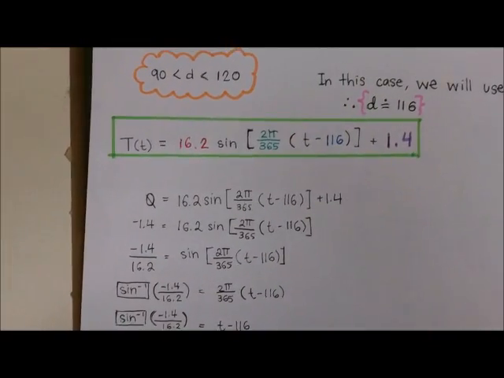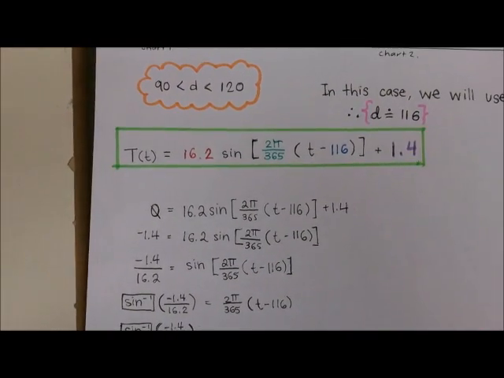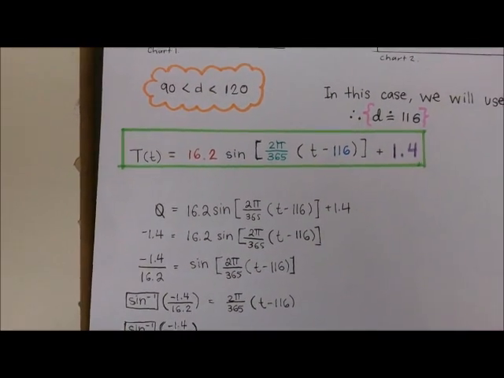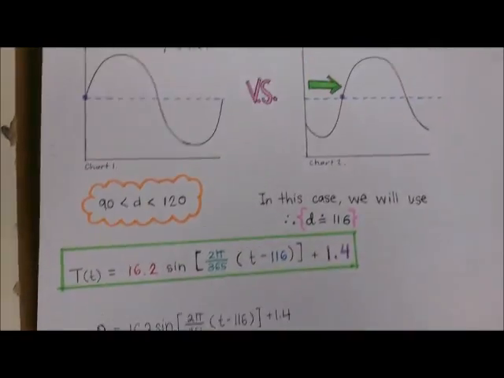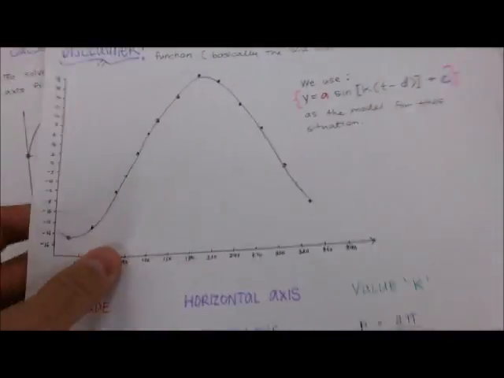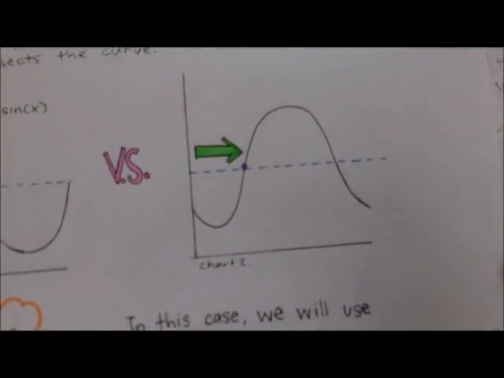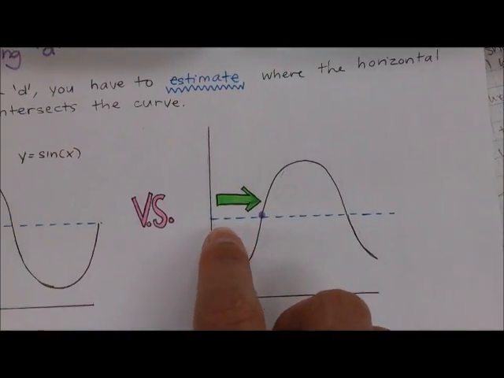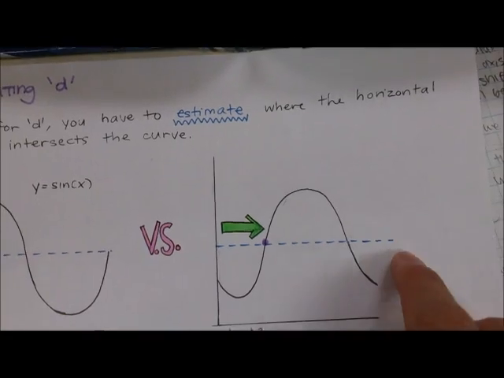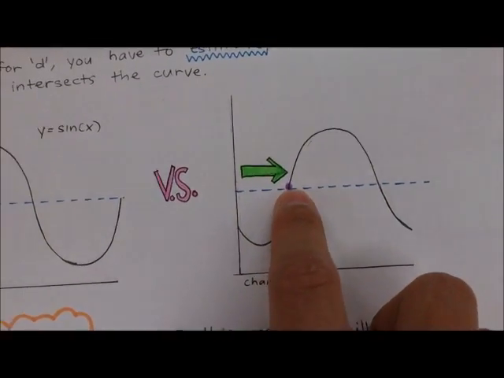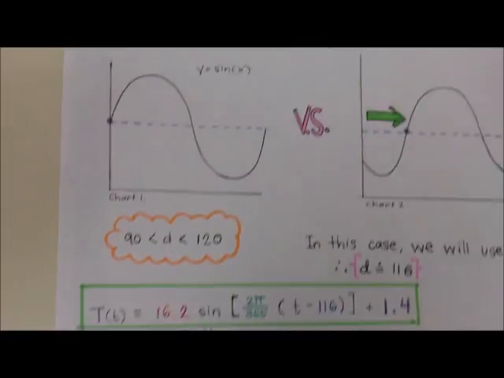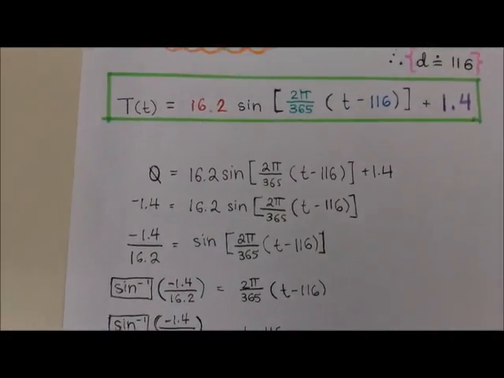The second part of the question asks, determine the times that the temperature is below 0 degrees. If you refer back to our chart, we know that the temperature is below 0 degrees between this range and this range, and this range and this range. So we must find the zeros of the sine function.